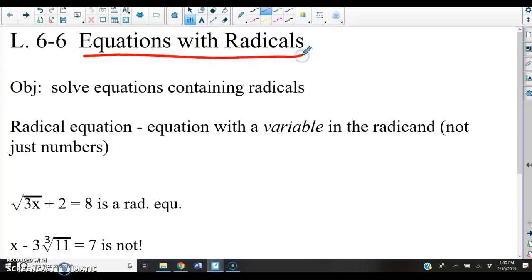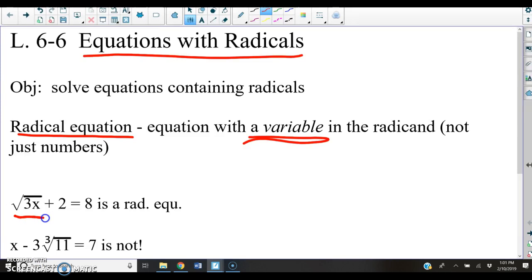We're taking a look at equations with radicals. We needed some knowledge to build to this point. We solve equations so many times, whether it's in physics, chemistry, or algebra, and we need to be able to solve radical equations. Okay, a radical equation is an equation that has a variable in the radicand, not just numbers.